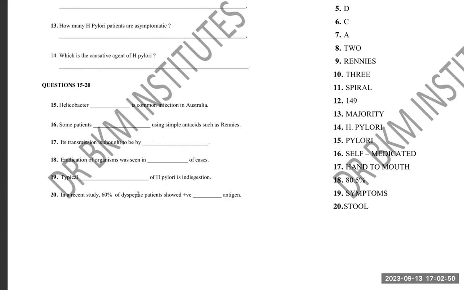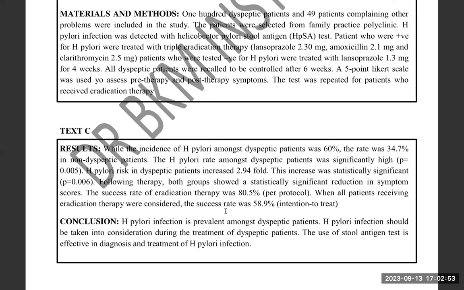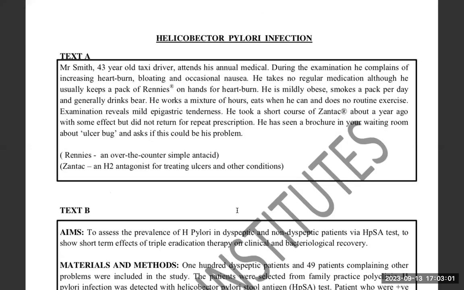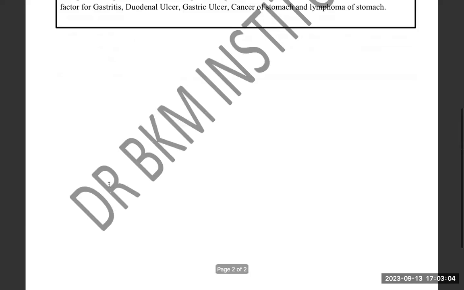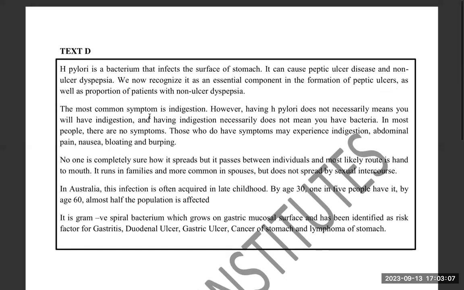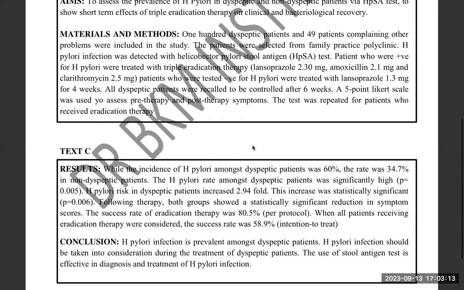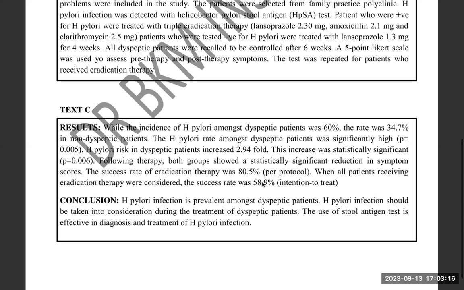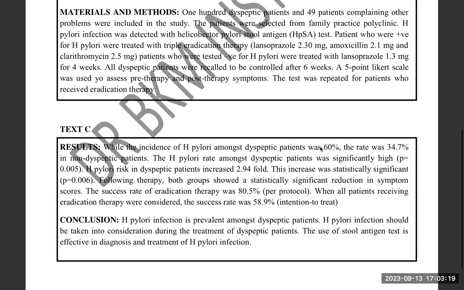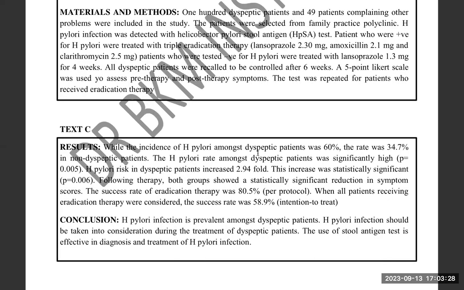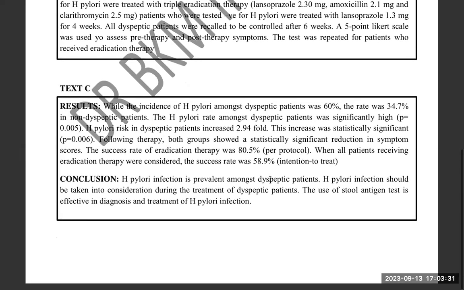In a recent study, 60% of the dyspeptic patients showed positive. I need the word 60%. I could see some 60, but this is age 60. I need the percent. 60%. Not here, not here. 60% seems to be this only. 60%. Here it is. So while the incidence of this peptic was 60%, the rate of success was this.